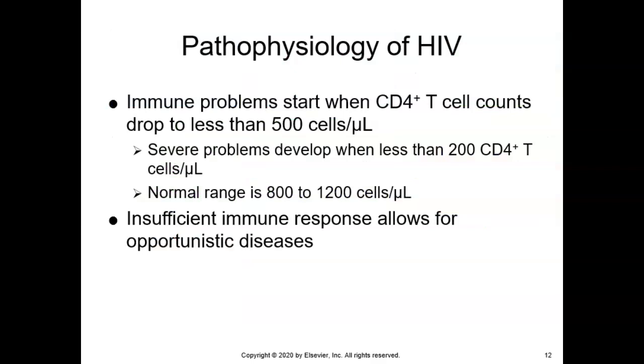Normal range for our CD4 count is 800 to 1200. But again, we have the ability to fight infection as long as we remain at 500. So that's just another little zap at you to look at it.